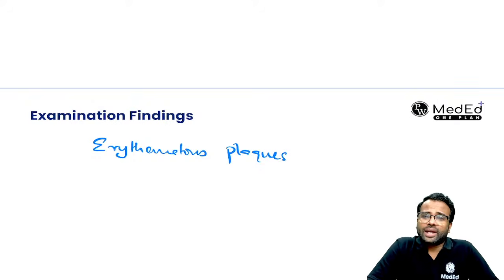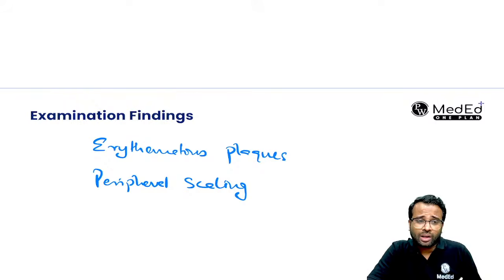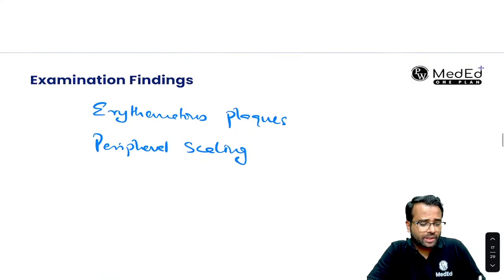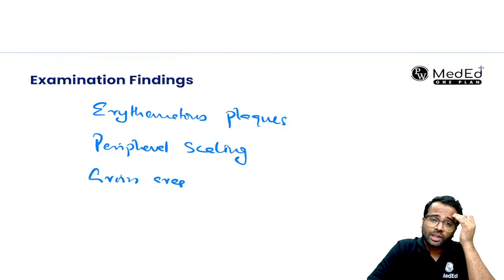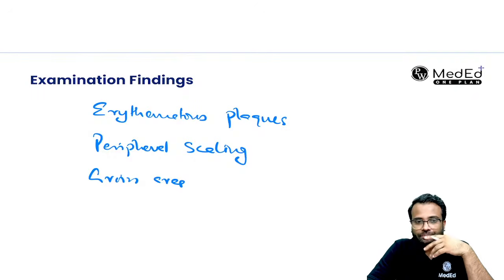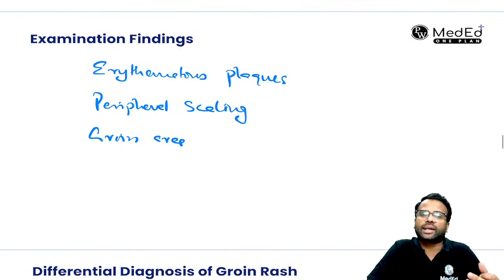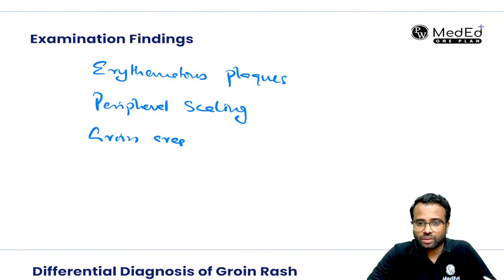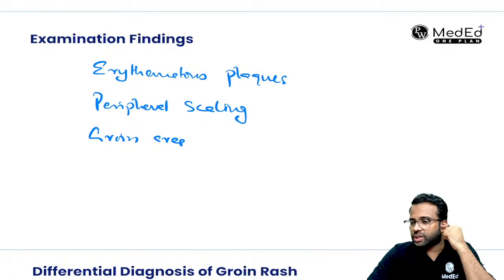And just like any other tinea, here also there will be peripheral scaling. Peripheral scaling is present, and the lesion is present in the groin area. And what else? So all these are going to be the findings. Now what is your likely diagnosis here? What is the likely diagnosis here?